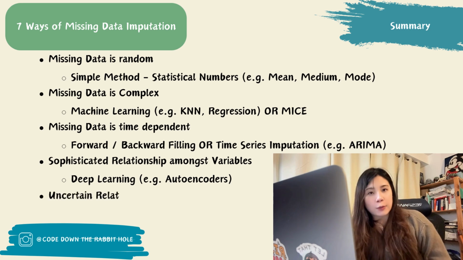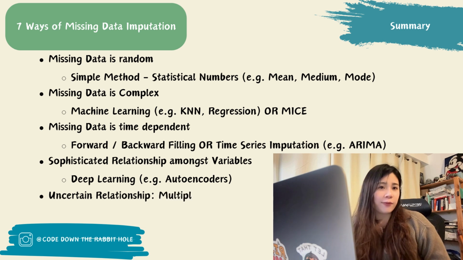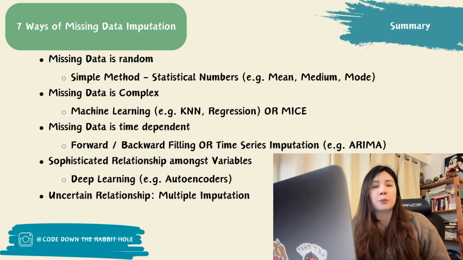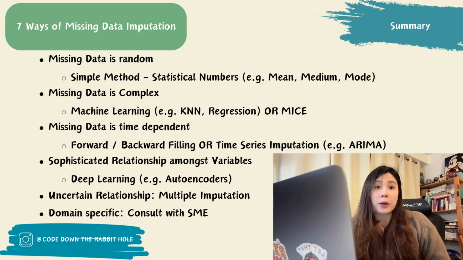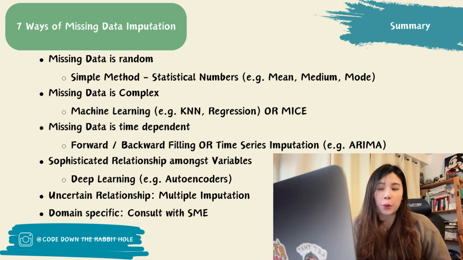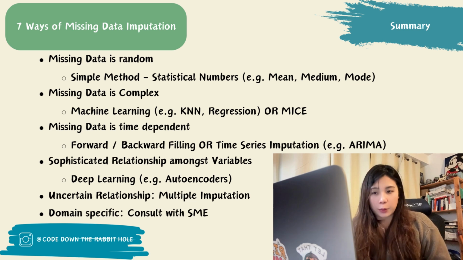Next, when the missing data is uncertain, then we use multiple imputation to help us deal with the missing data. Last but not least, for domain-specific scenarios, we apply domain knowledge by inviting subject matter expertise to guide us through in order to make a proper or more suitable data imputation.